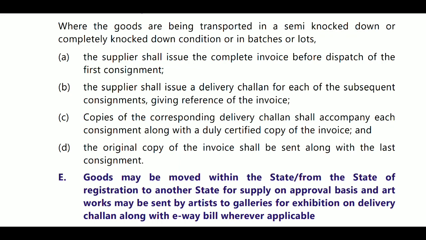Next, the first lorry went there and four lorries are pending. That is semi knockdown. Completely knocked down is when all the lorries have been completed and gone to their place. For the second lorry you will issue the delivery challan. For the third lorry you will issue the delivery challan, and for the fourth lorry you will issue the delivery challan. For the fifth lorry, that is the last consignment, you will issue the invoice, that is, the original copy of the invoice will be issued. In the first case only, the complete invoice will be provided, with the first lorry.